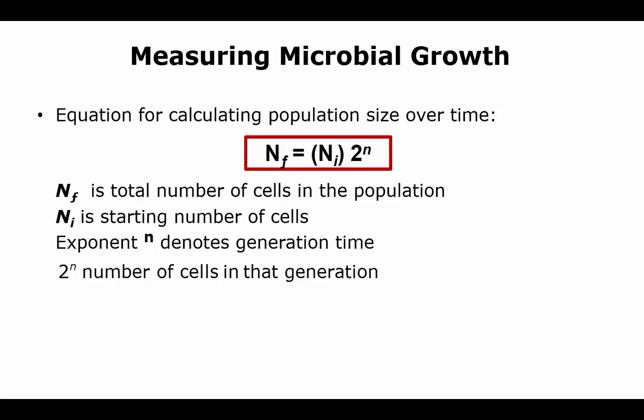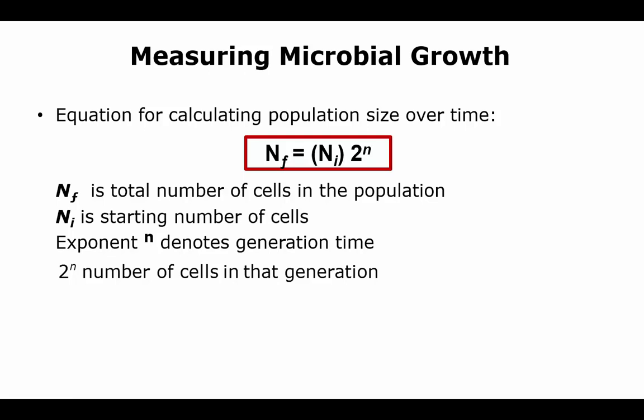Okay, here's the equation for calculating population size. NF is the total number of cells in the population. NI is the starting number of cells, and that exponent n denotes the number of generations. Remember, it doubles with each generation. So 2^n is the number of cells in that generation.